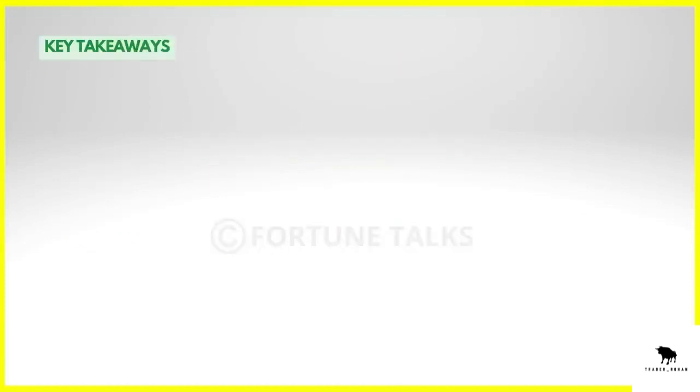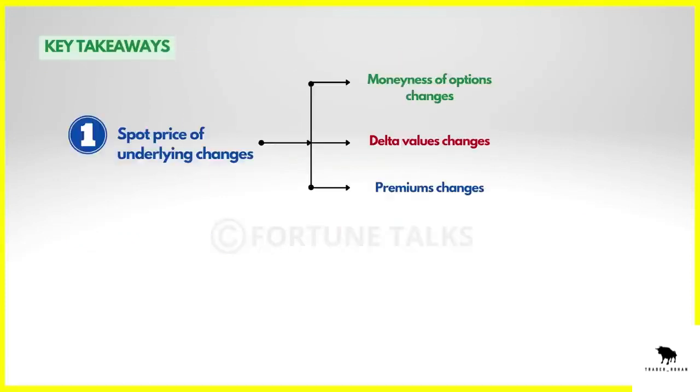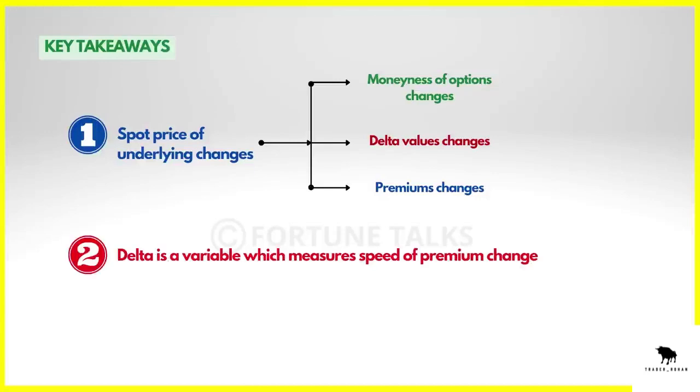So let's summarize what we have learned so far. Number 1, when the spot price of the asset changes, the moneyness of an option changes and therefore the delta also changes. Number 2, since the delta changes with changes in spot prices, delta is actually a variable and not really a fixed entity. Therefore, if an option has a delta of 0.5, this value is likely to change with a change in the value of the underlying.